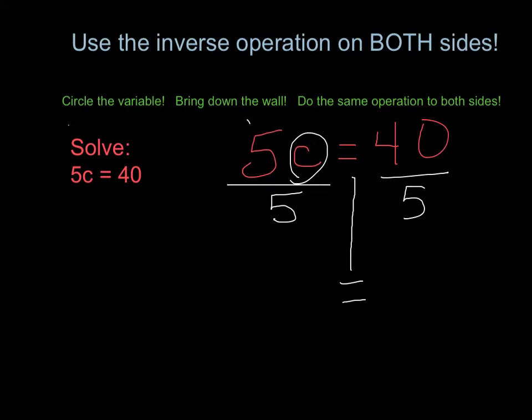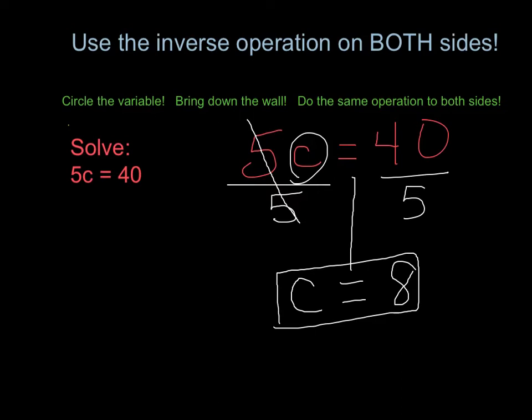5 divided by 5 cancels out. And it leaves you with C. And 40 divided by 5 leaves you with 8. And then I'm going to box in C is equal to 8.